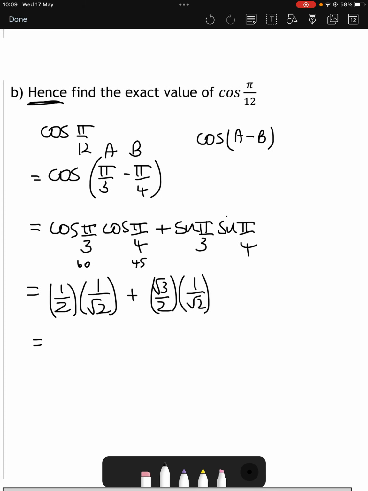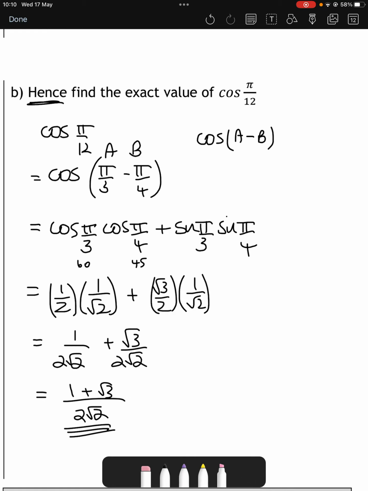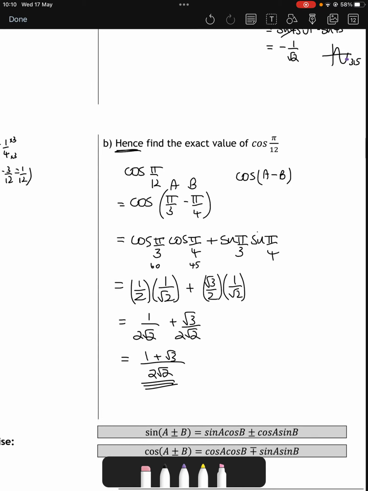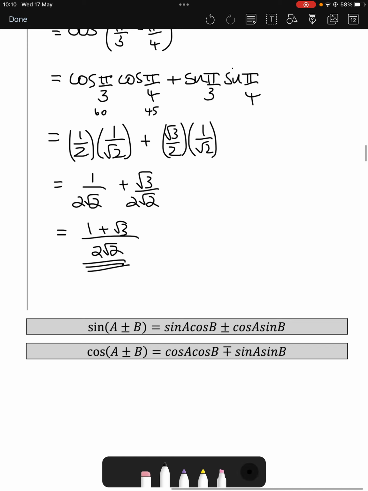And then we just tidy it up. Same denominator. Can't tidy up the top though. Just put it over the same denominator. And that is you. Okay, so the key is you need to know your exact values. Non-calculator work all the time. You really, really need to know them. Now this is how it is given to you by the SQA, okay?